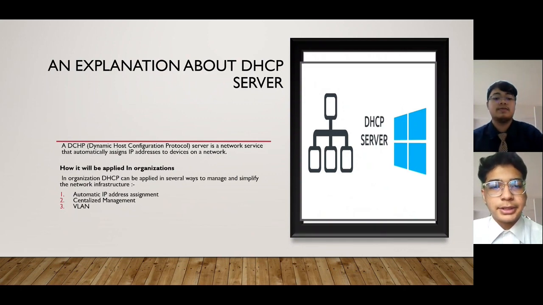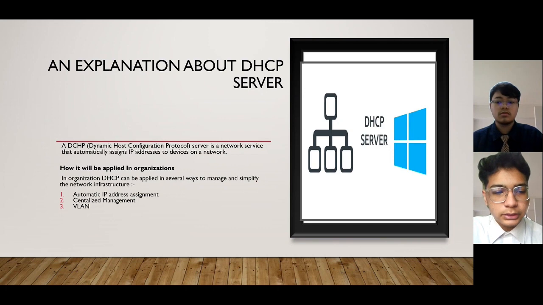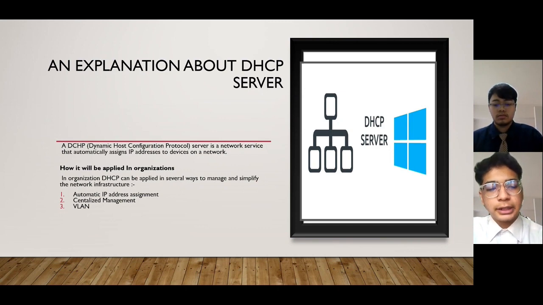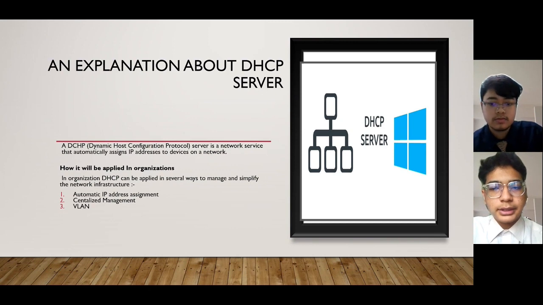Okay, this is an explanation about the DHCP server. The DHCP server is a network service that automatically assigns IP addresses to devices on the network. So how will it be applied in an organization? In an organization, DHCP can be applied in several ways to manage and simplify the network infrastructure. First, automated IP address assignment. A DHCP server can be used to automatically assign IP addresses to devices as they connect to the network. This eliminates the need for manual IP address assignment and reduces the risk of IP address conflicts.